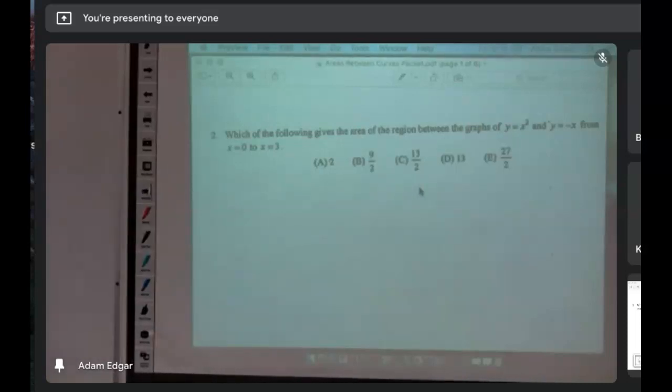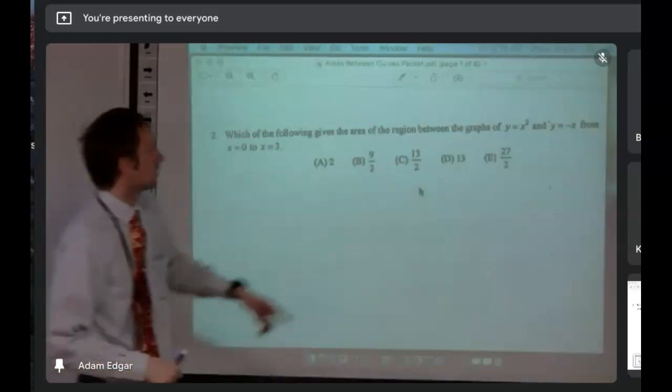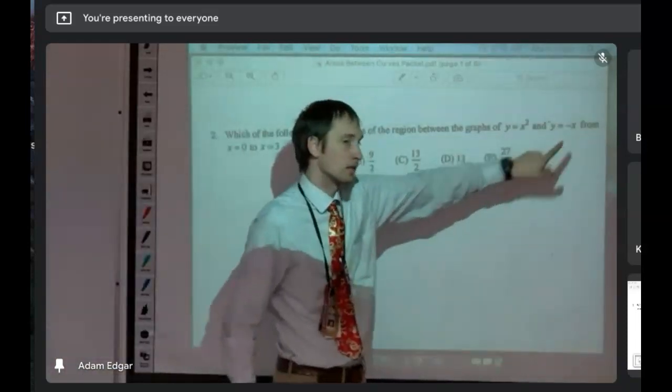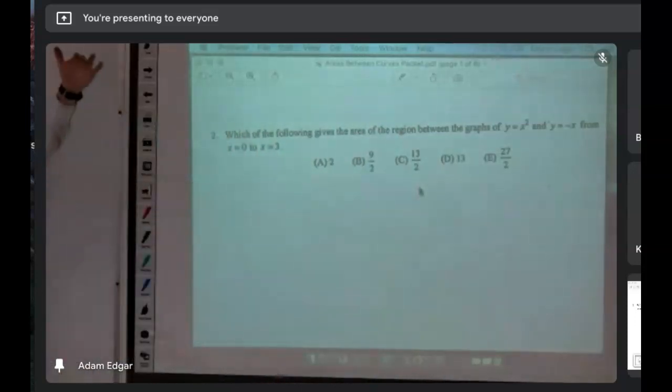x squared minus negative x. Right, so top minus bottom. If the bottom is negative x, you're subtracting negative.